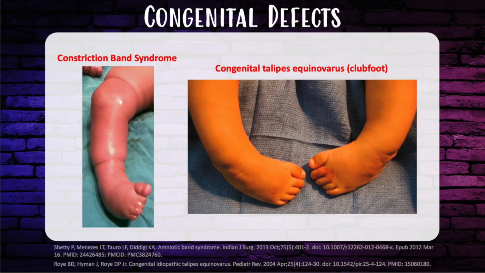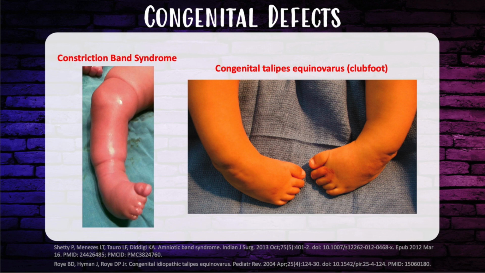Moving on to congenital defects, we'll talk about congenital constriction bands or amniotic band syndrome. The theory of pathogenesis is early amnion rupture with entanglement of fetal parts. It's associated with prematurity, low birth weight, maternal illness, maternal drugs, and hemorrhage.